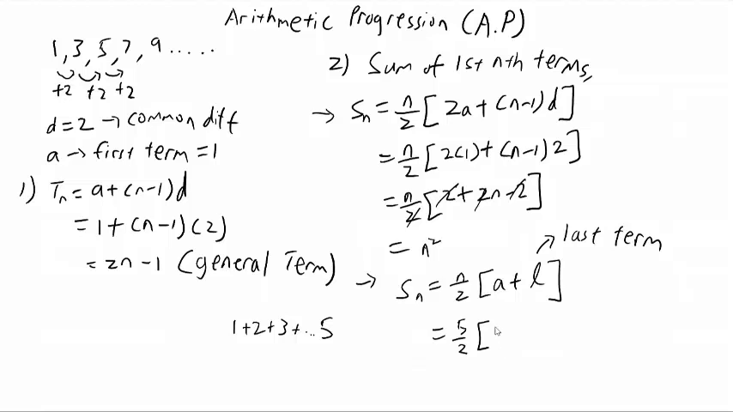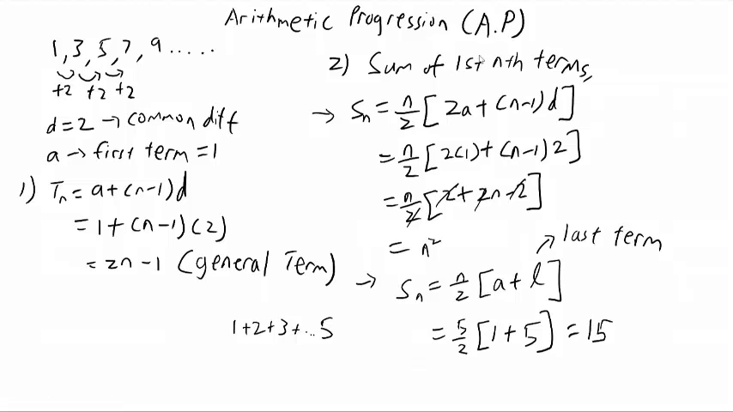A is 1, and the last term is 5. If you calculate it out, 5 plus 1 is 6, 6 divided by 2 is 3, and 3 times 5 is 15. You can double check yourself: 1 plus 2 plus 3 plus 4 plus 5 also gives you 15. So this is another variation of the sum of the first n terms.